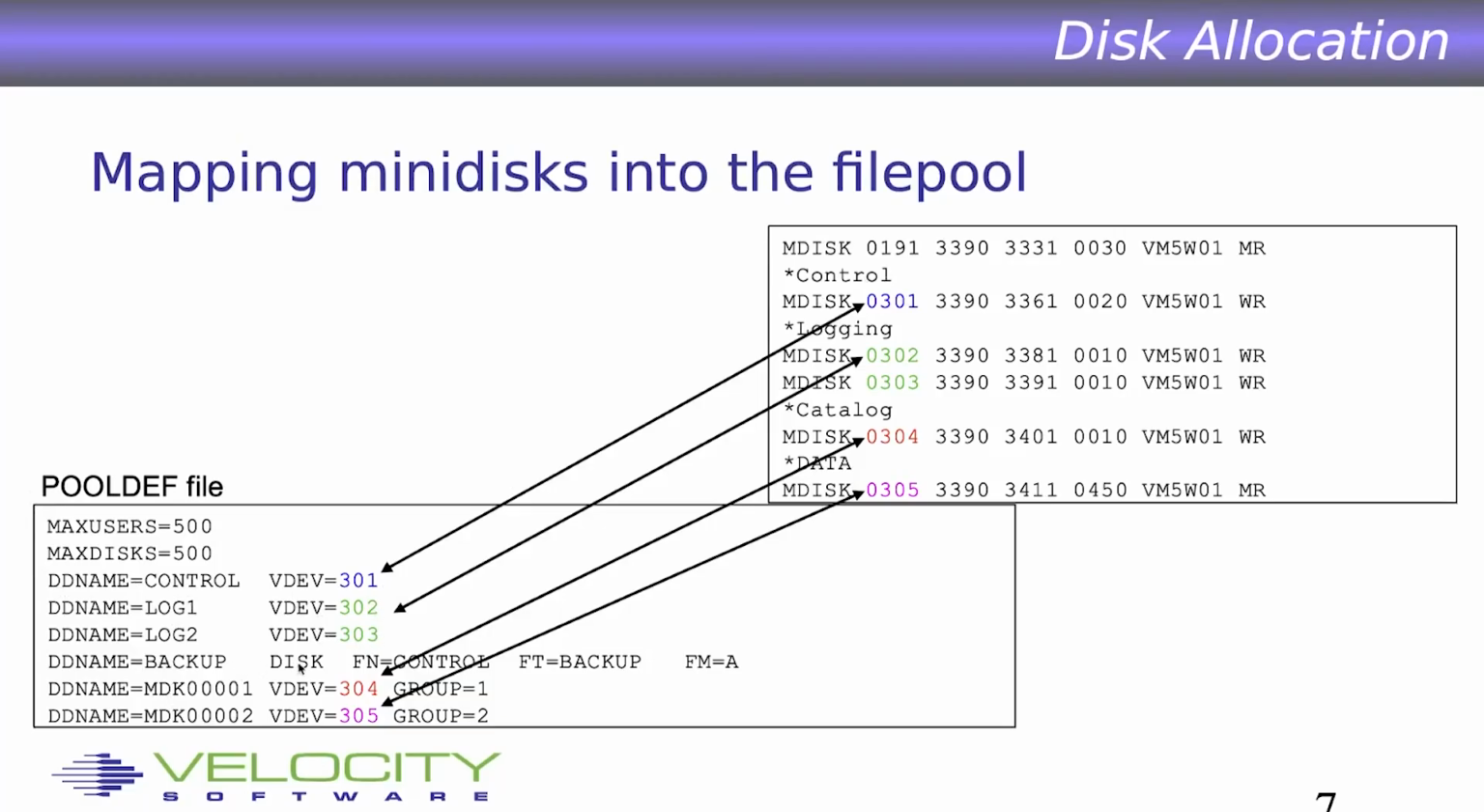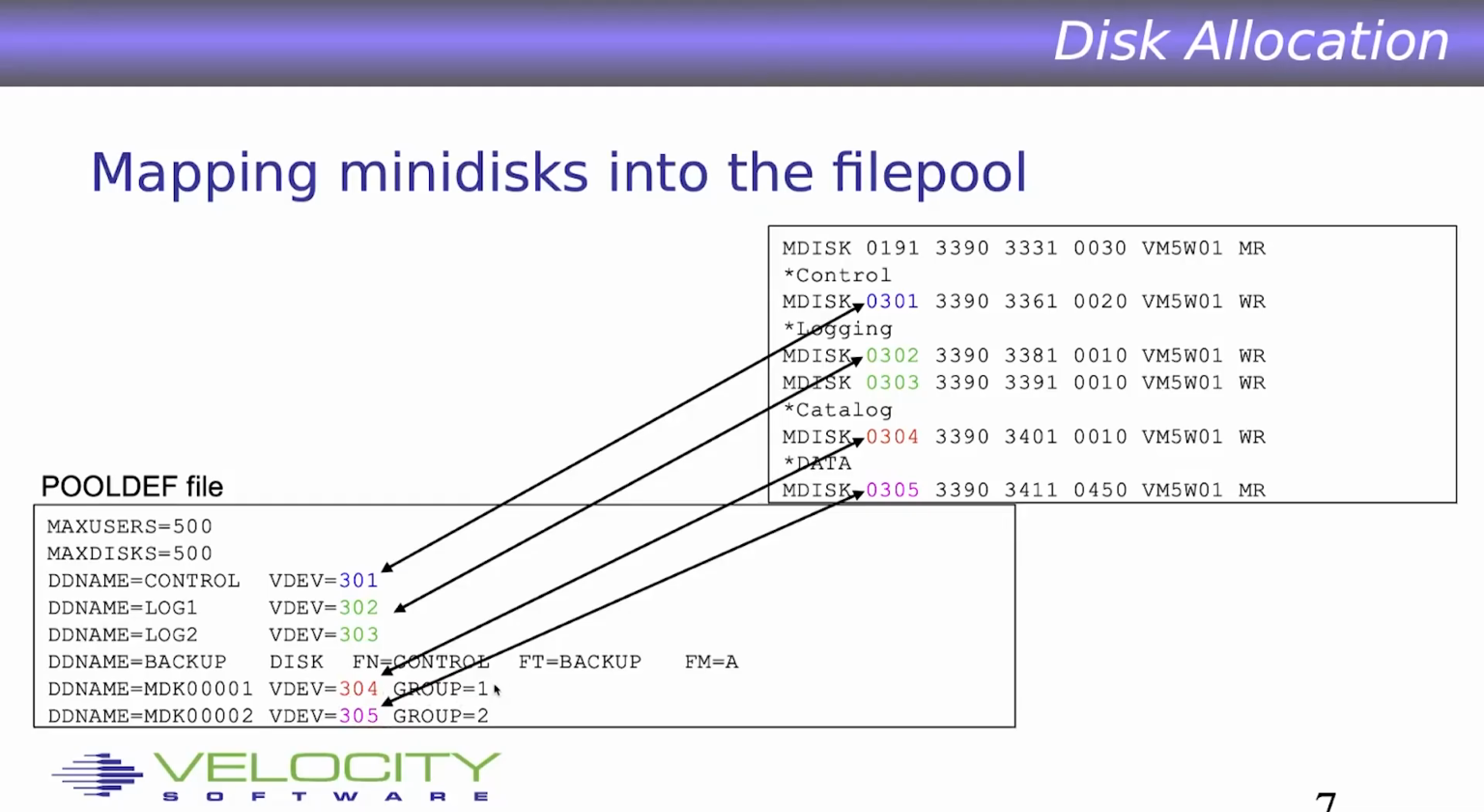And I define a backup. In this case, my backup is going to the A disk. We'll talk about backups later. The catalog is 304 and the data is 305. Now, the catalog, and we're going to talk about storage groups also.